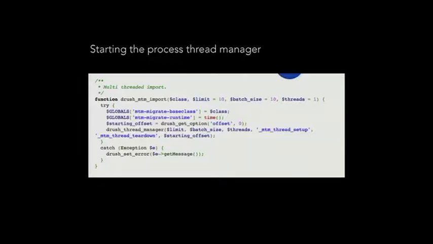And then the next two arguments are the names of a setup and teardown function which run before a thread is created. We run setup, and as a thread finishes, it runs teardown. Starting offset is an option that can get passed in. So if you want to start 1,000 records in, then you can pass that in as an option.